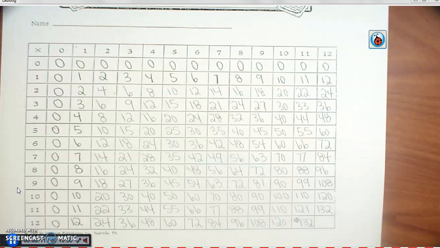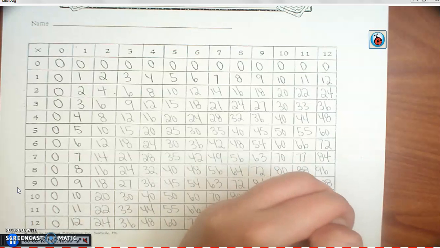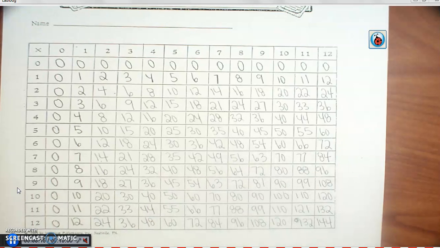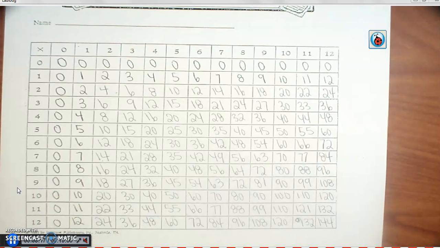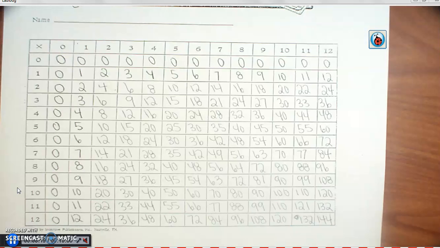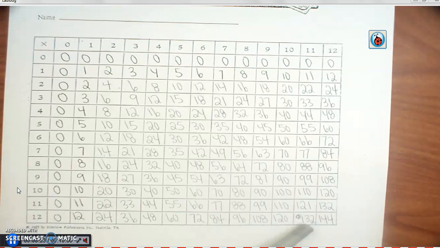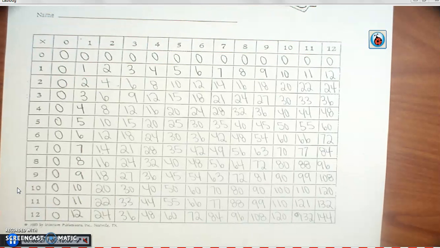And then 12 times 12, you have to know that one. It is 144. Okay, and as you guys get really good at these, you will just recognize those and you'll just know 12 times 12 is 144. Okay, if you get stuck, you can also add 12 from 132. 132 plus 12, 144. Okay, so there's your multiplication chart totally filled out.